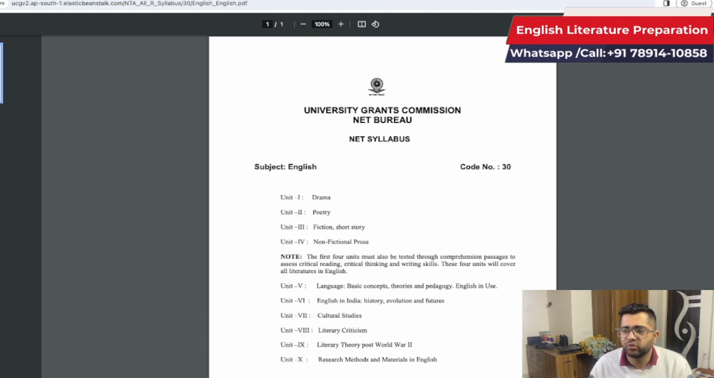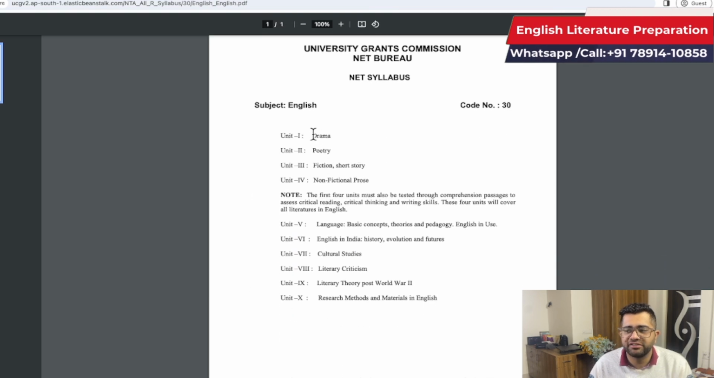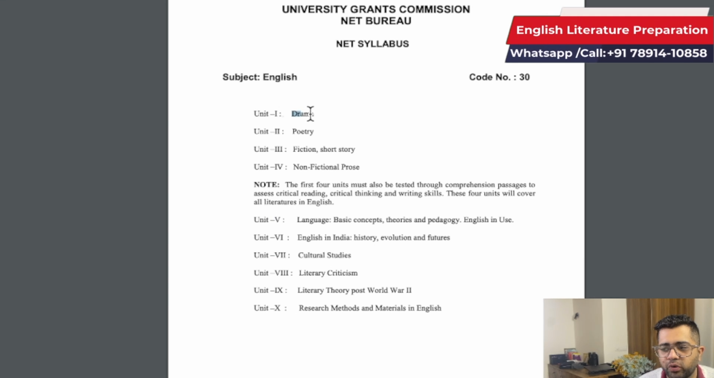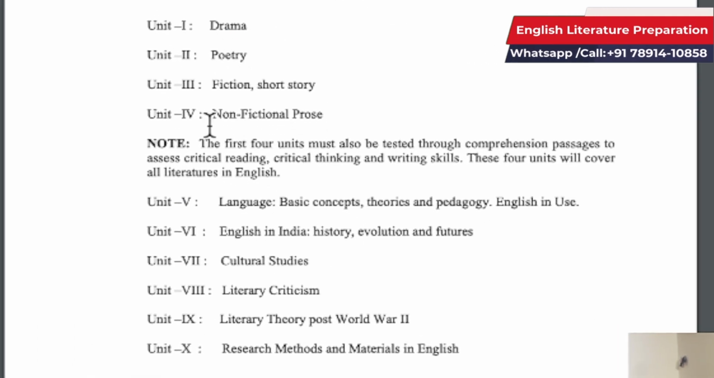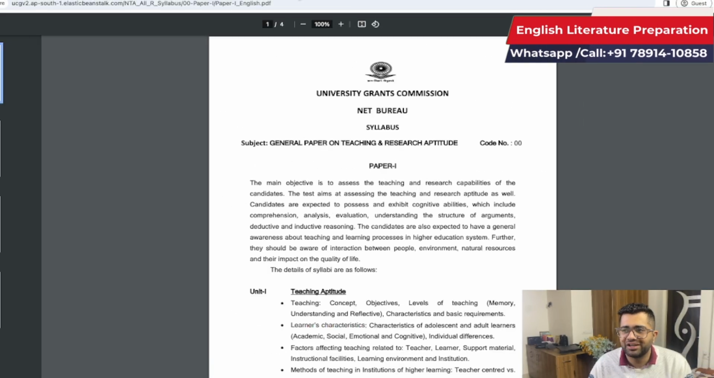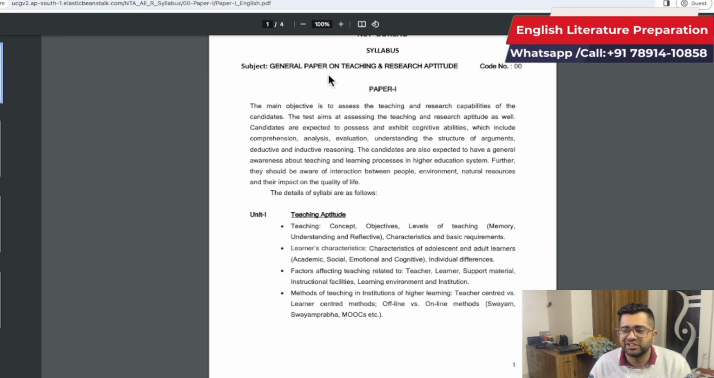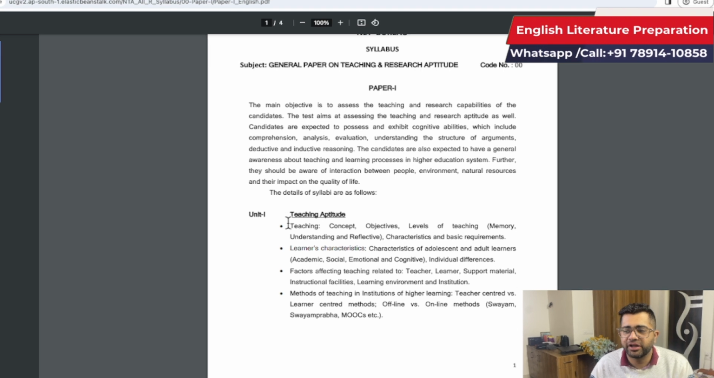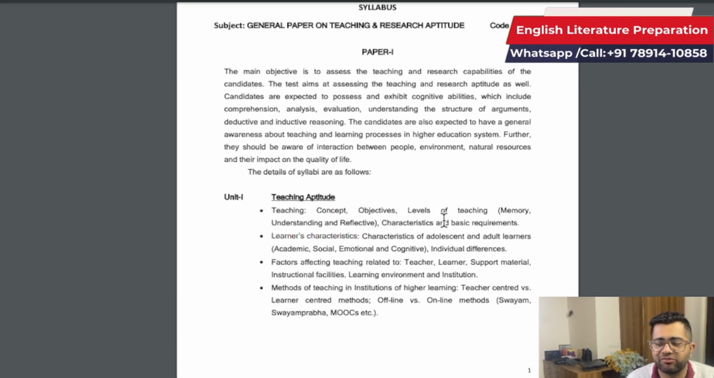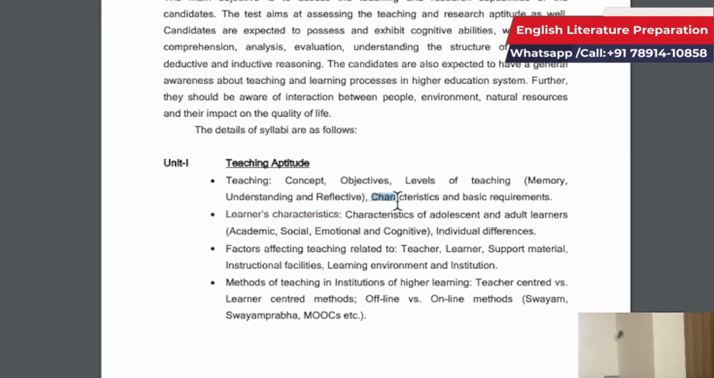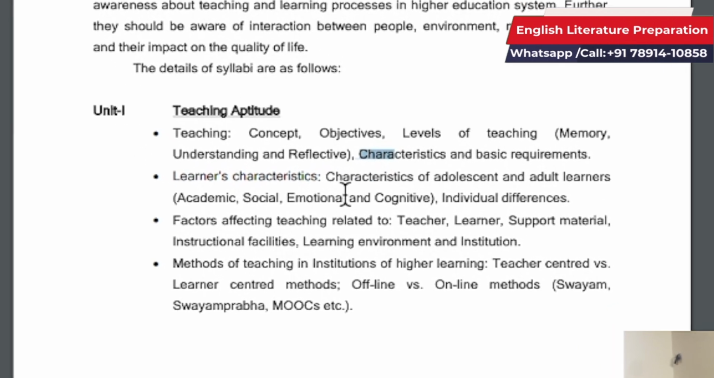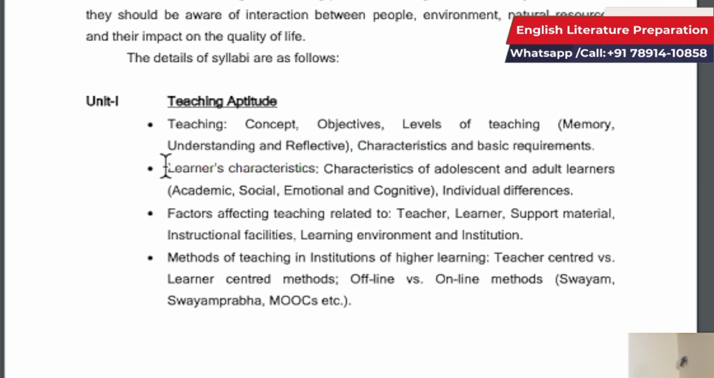Okay, so this one is for UGC-NET English literature. It's quite simple. Unit 1, drama, poetry, fiction, short fiction, non-fictional prose, language, basic concepts, so on and so forth. Let's check out the paper 1 syllabus first. Okay, everything is written down here. Teaching concept, objective, level of teaching, memory, understanding, reflective. Do make sure that you are covering all these topics if you are preparing for paper 1.